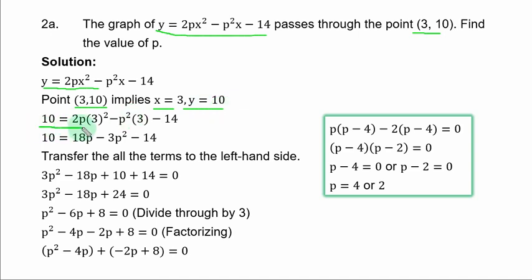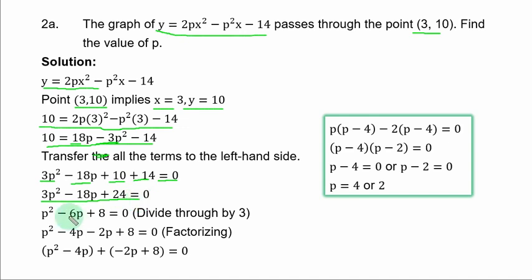So you have 10 equal to 2p times 3 squared minus p squared times 3, minus 14. So you have 10 equal to 18p minus 3p squared minus 14. 3 squared is 9. 9 times 2p, you have 18p. Transfer all the terms to the left hand side so that we can have a proper quadratic equation. So you start by transferring minus 3p squared, it becomes plus 3p squared. You transfer plus 18p, you have minus 18p, already plus 10 is there, so you have plus 10. You transfer minus 14, you have plus 14 equal to 0. Therefore 3p squared minus 18p plus 24 equal to 0. You can divide through by 3.